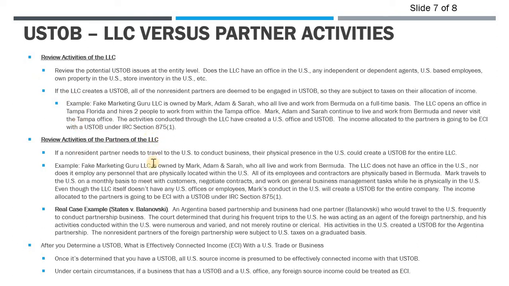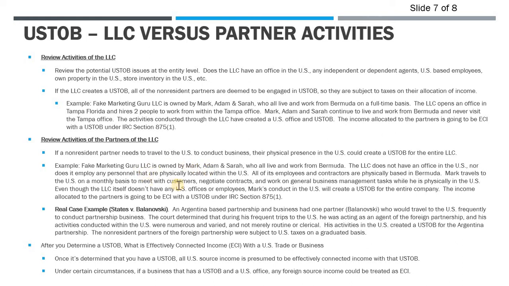Now, the second step is always review the activities of the partners to make sure they don't create any problems for the entity. So what do I mean by that? Well, if a non-resident partner needs to travel to the U.S. to conduct business, their physical presence in the U.S. could create a USTOB for the entire company.